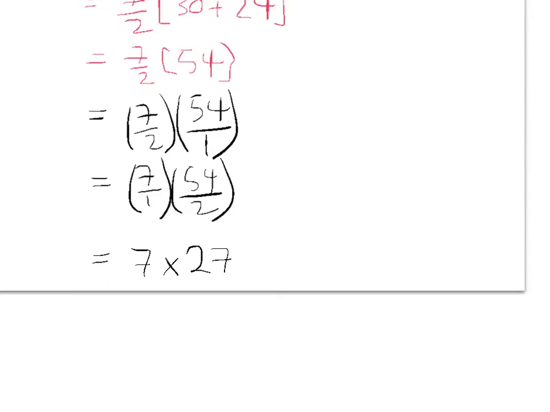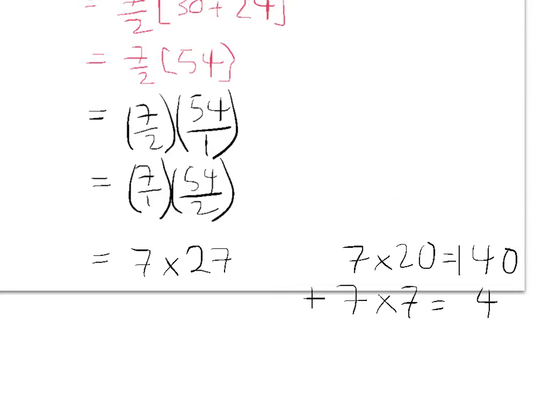So 7 times 27, that's 7 times 20, which is 140, plus 7 times 7, which is 49, and if we add these together we get 189. So this is our final answer, 189.